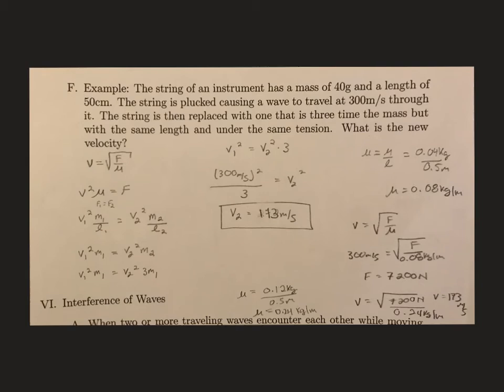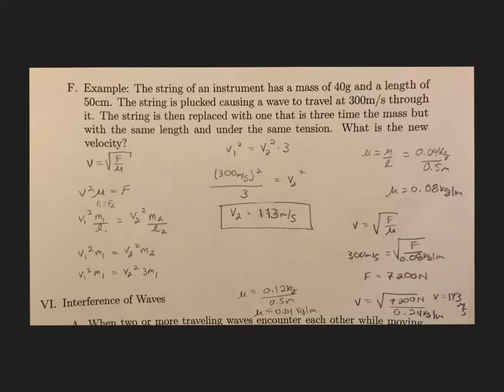Alright, so we have a string instrument, and it has a string with a mass of 40 grams and a length of 50 centimeters. And that string is plucked, traveling at 300 meters per second. And then the string is replaced with one that has 3 times the mass, but the same length, under the same tension. And we want to know what the new velocity is.